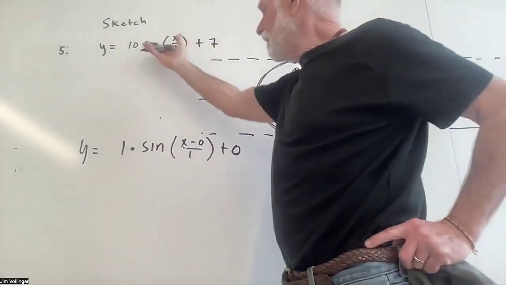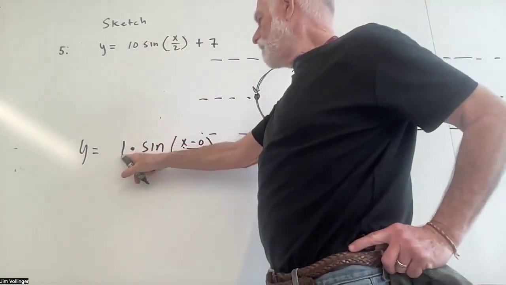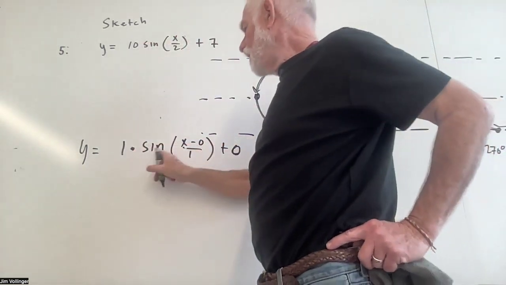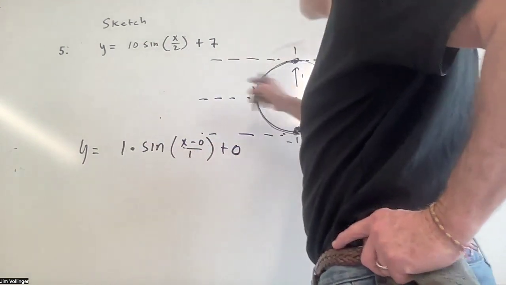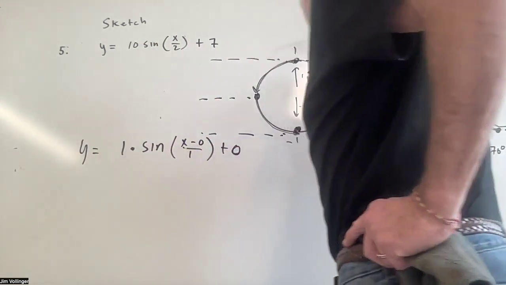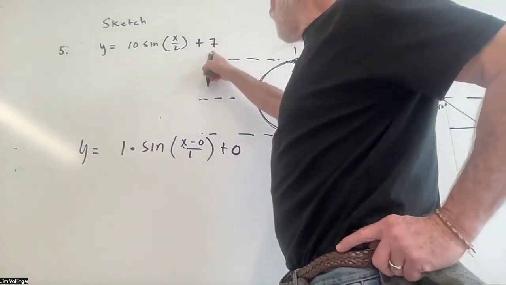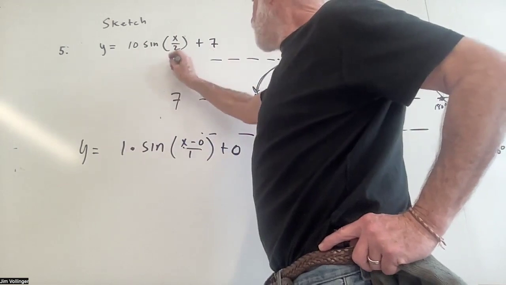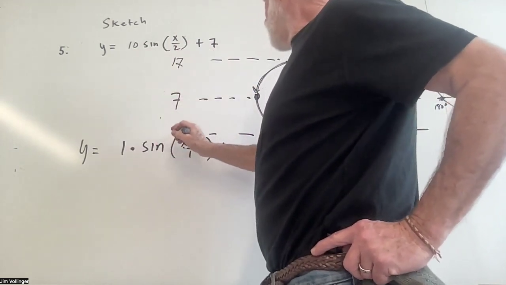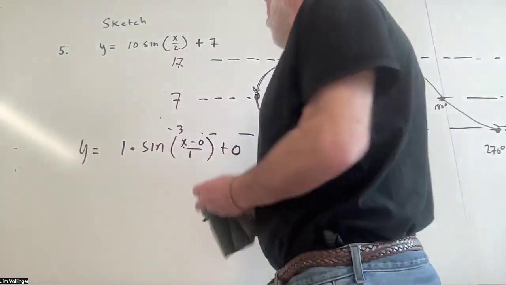So how's this different? Well, now my radius isn't 1 anymore. My radius is actually 10. 10 times that. So I'm going up and down 10. And I'm not at 0 anymore, I'm at 7. So this is a height of 7. So that's 17. And then down 10, -3.